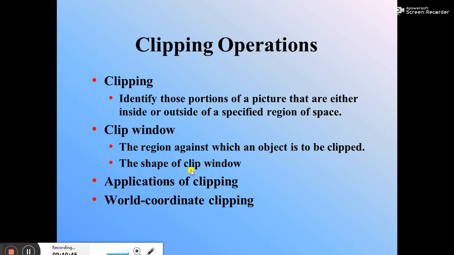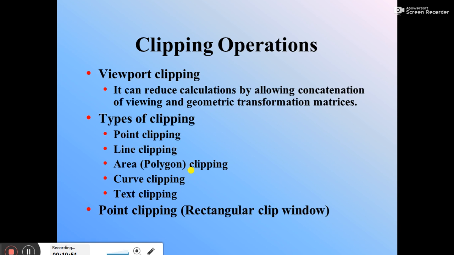There are lots of other applications of clipping. Basically, viewport clipping is the main part. It can reduce calculation by allowing concatenation of viewing and geometric transformation matrices. So by applying clipping directly on the window or world coordinates, it will reduce the calculation. After clipping what is to be viewed directly on the window, we can directly add the transformation pipeline to display it on the viewport. So that way we can reduce the calculation.